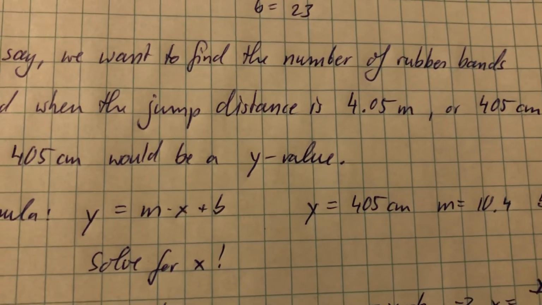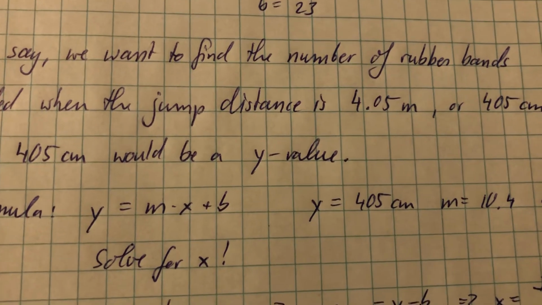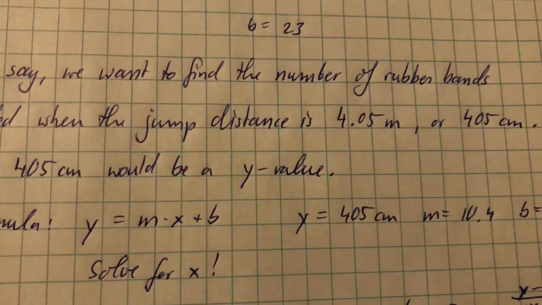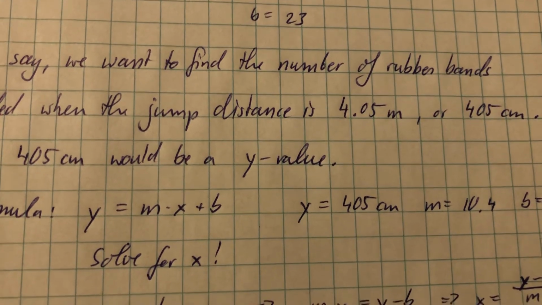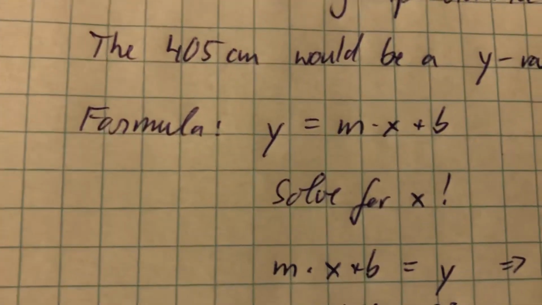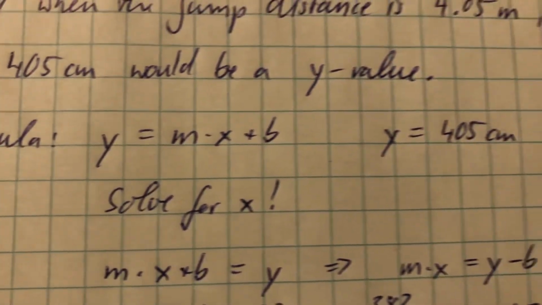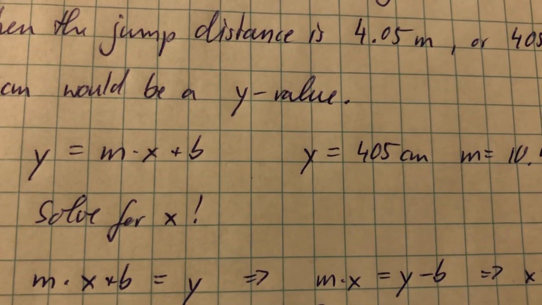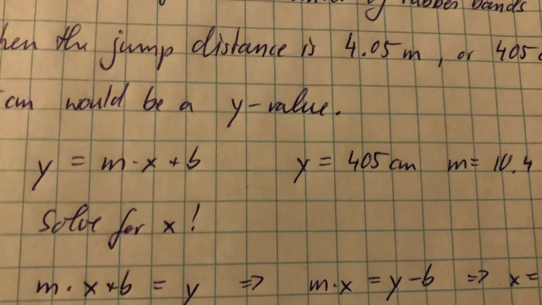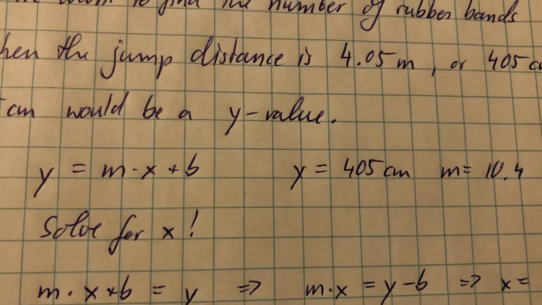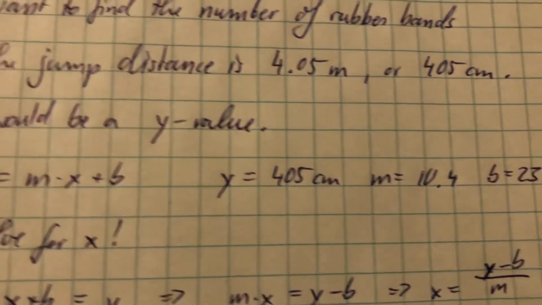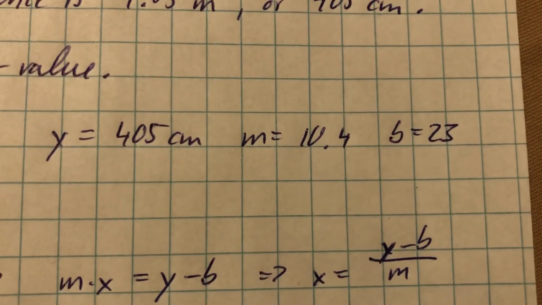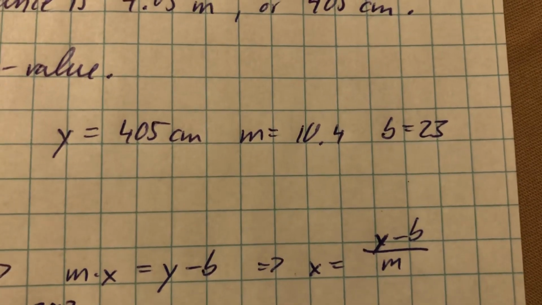So who all is with x? M is with x and b is with x. We get rid of b first because it's just added. So we subtract b from both sides. That means we then have m times x equals y minus b. And now we get rid of m. M multiplies with x, so we have to divide both sides by m. That gives us then x equals (y minus b) divided by m.